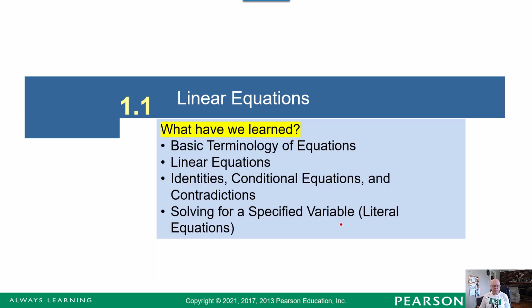And there we go. So we can review here. We learned some basic terminology. We learned what linear equations were. We talked about identities versus conditional equations and contradictions. And also how to solve for a specified variable. And those are called literal equations because they have a bunch of letters. Not all numbers. And that's it.